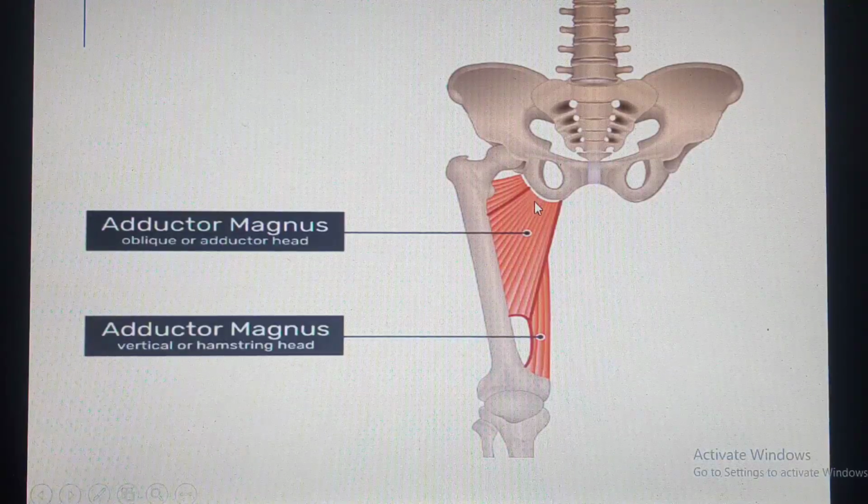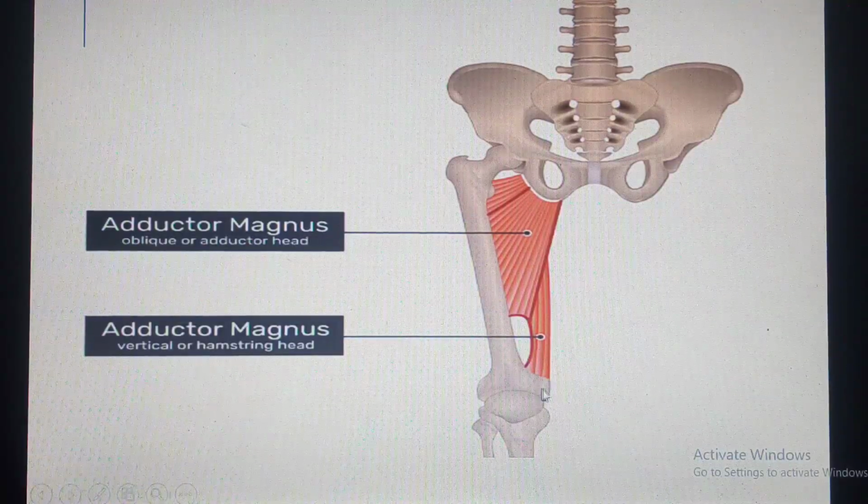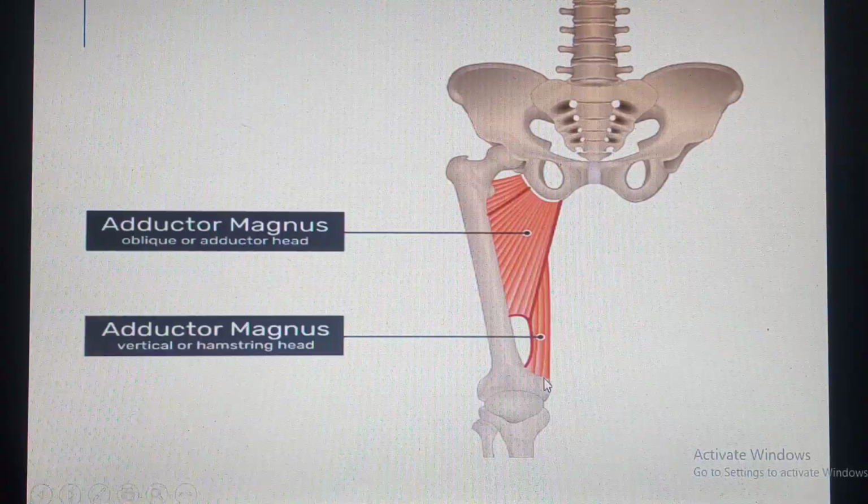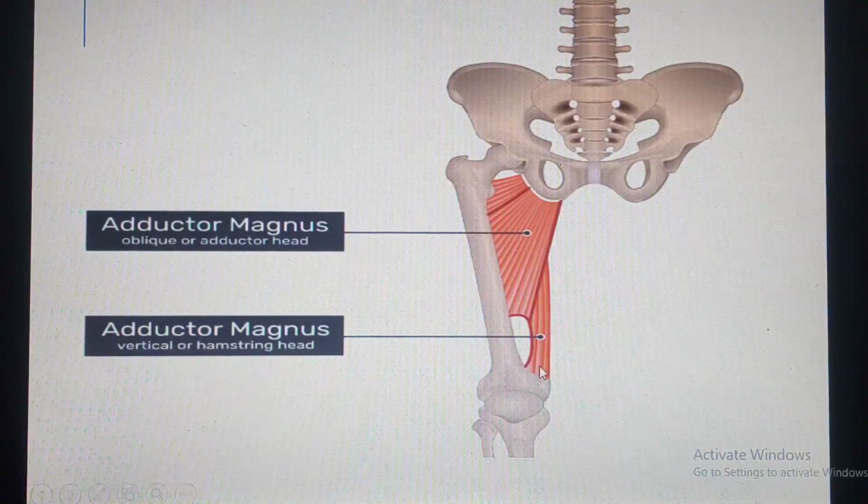And it runs all the way vertically to insert onto the medial supracondylar ridge somewhere here, as well as of course the adductor tubercle. Now remember that the adductor tubercle is just superior to the medial epicondyle of the femur. So that is what we are going to see.